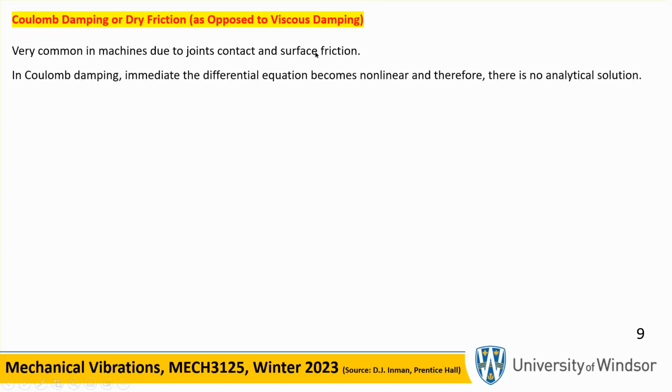Now we're going to move on from viscous damping to something called Coulomb damping. This is very common, by the way, due to joint friction or surface friction. Sometimes it's called dry friction also. The issue with Coulomb damping is that, remember the mother of all equations, m x double dot plus c x dot plus k x equals 0, that equation becomes nonlinear.